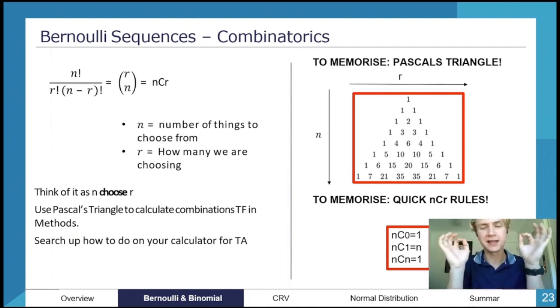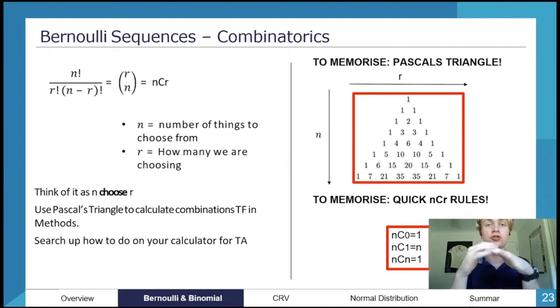And the reason I say that is we can use Pascal's triangle to calculate these combinations tech-free in Methods. You're going to have to Google how to do it tech-active because I don't know what your calculator is. For me, it was just nCr, bracket, whatever. But just look at a YouTube video, it really does help. Okay, so you have to memorize Pascal's triangle. This is universal for your tech-free questions.